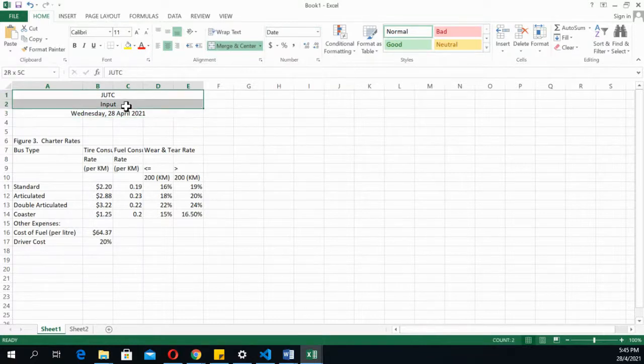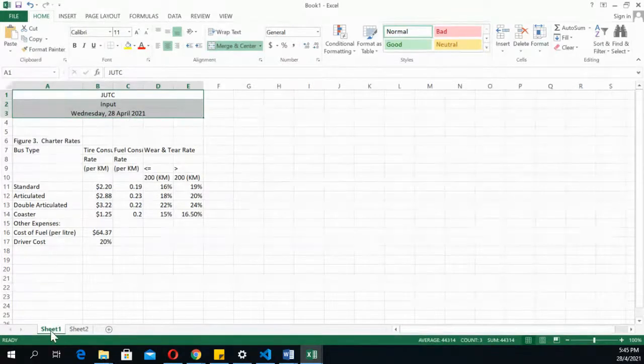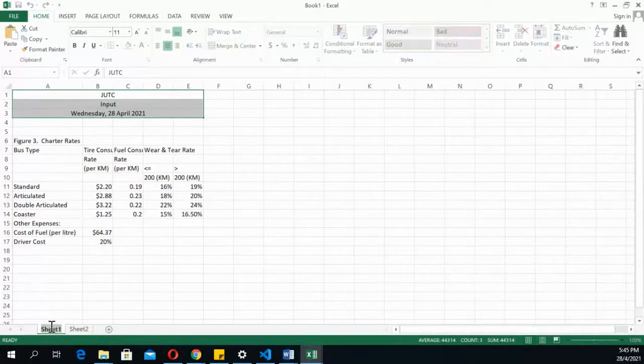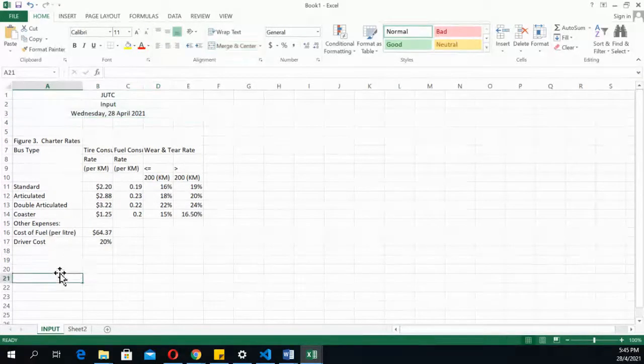But once you have these 3 elements, you can't get 0 for the exam. All right. So then next we need to explore and also give it the name that the question states. So it tells us to call it input. So I name the sheet input.